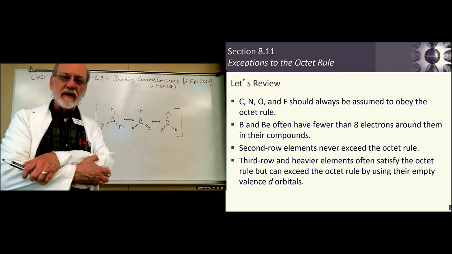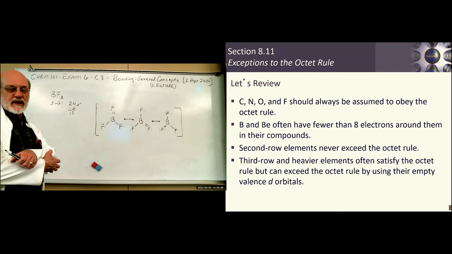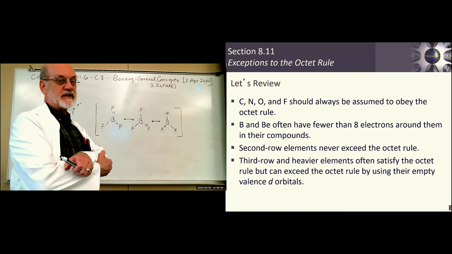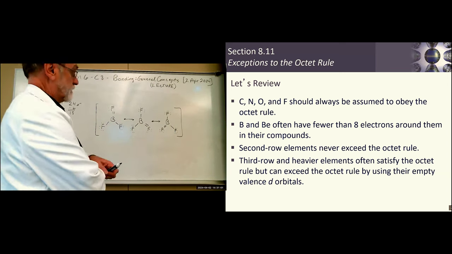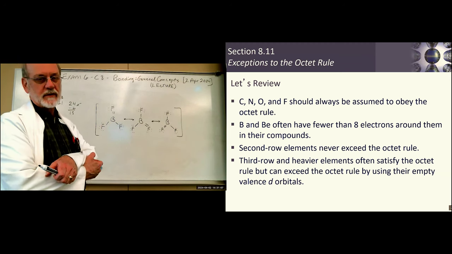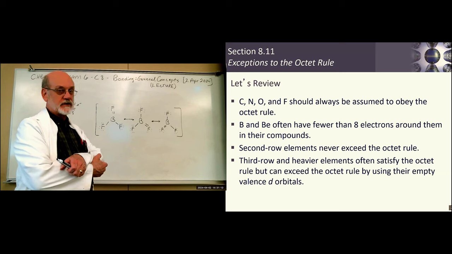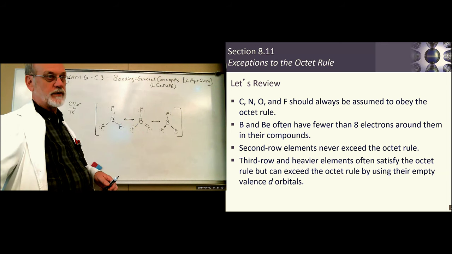Okay, so we can also say that elements in the second period, from carbon, nitrogen, oxygen, fluorine, will always obey the octet rule. Boron sometimes will be deficient. And beryllium also. Beryllium can be very deficient. Right, instead of missing two, it can miss four electrons. Second row elements never exceed the octet. Sometimes they're deficient. Third row and heavier can exceed the octet and make use of d orbitals in order to do that.